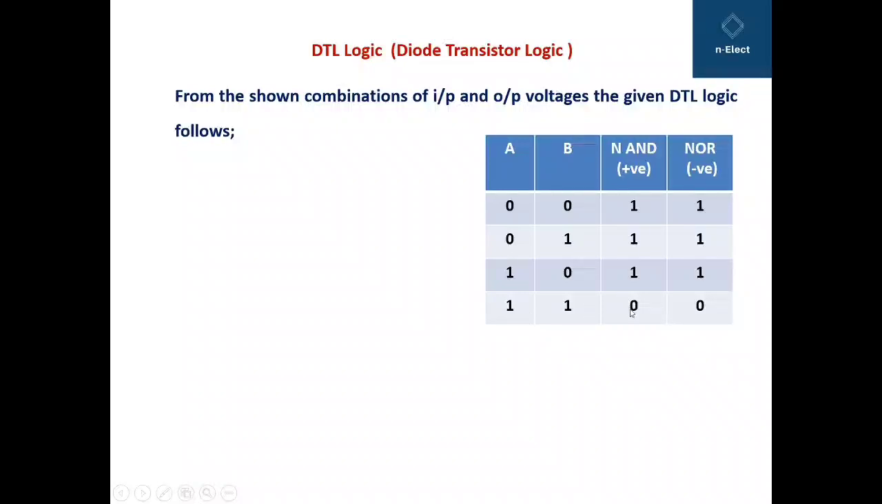the output was 0. So if you closely observe this truth table, you will come to know that this DTL logic follows positive NAND logic, while if you consider the negative NOR logic, you will get the same truth table for it. So both these logics are followed by this DTL logic family.